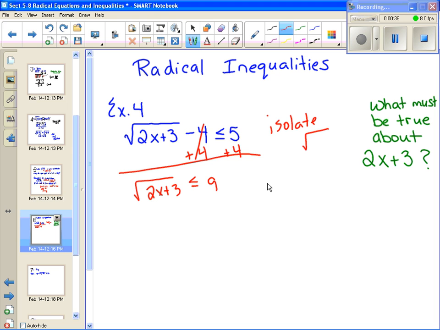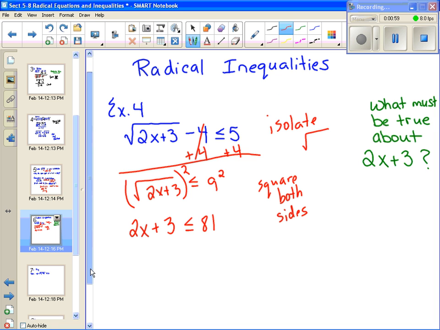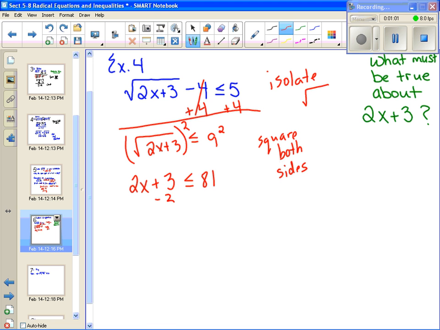Then my next step, just like with equations, was to square both sides. So I'm going to square both sides. And I get, remember when you square a square root, it cancels out. They are inverse operations. So I get 2x plus 3 is less than or equal to 81. Now I'm just solving an equation. Subtract 3 from both sides. Gives me 2x is less than or equal to 78. And divide both sides by 2.